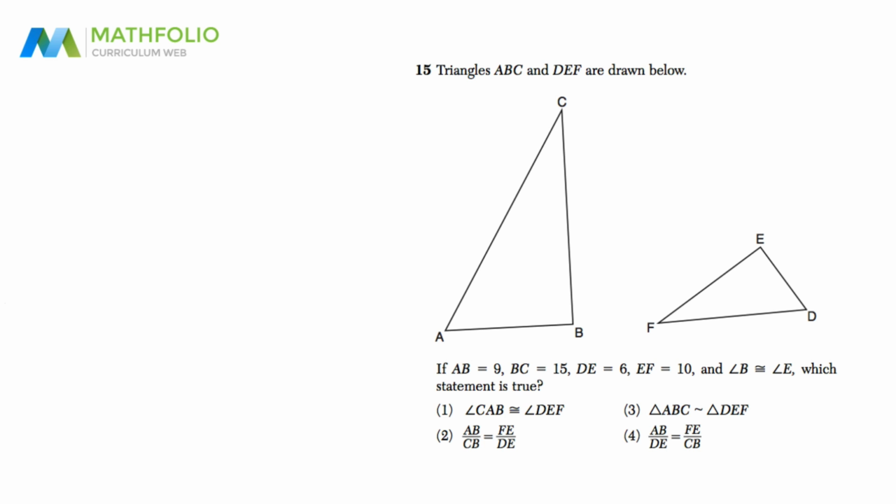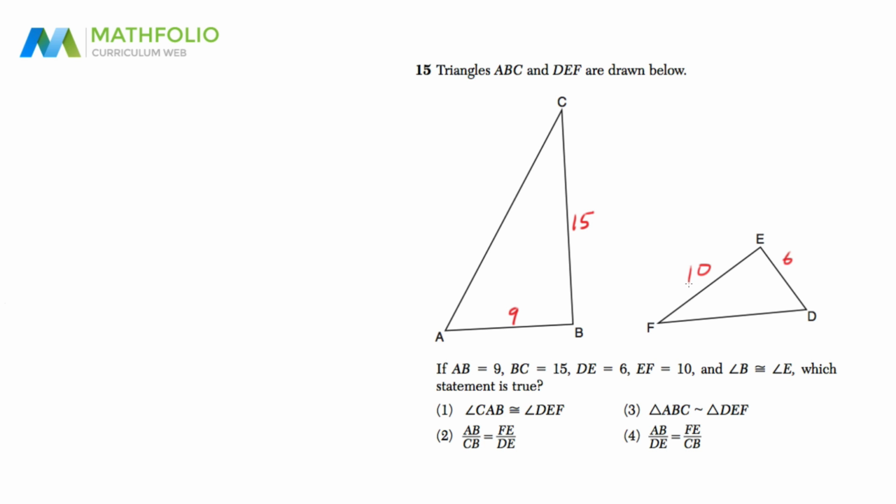Okay, number 15 gives us two triangles, ABC and DEF. It says AB is 9, so I'm just going to start labeling. Label my 9. Here goes. So this is 9. I've got BC is 15. Got DE is 6. D to E is 6. E to F is 10.